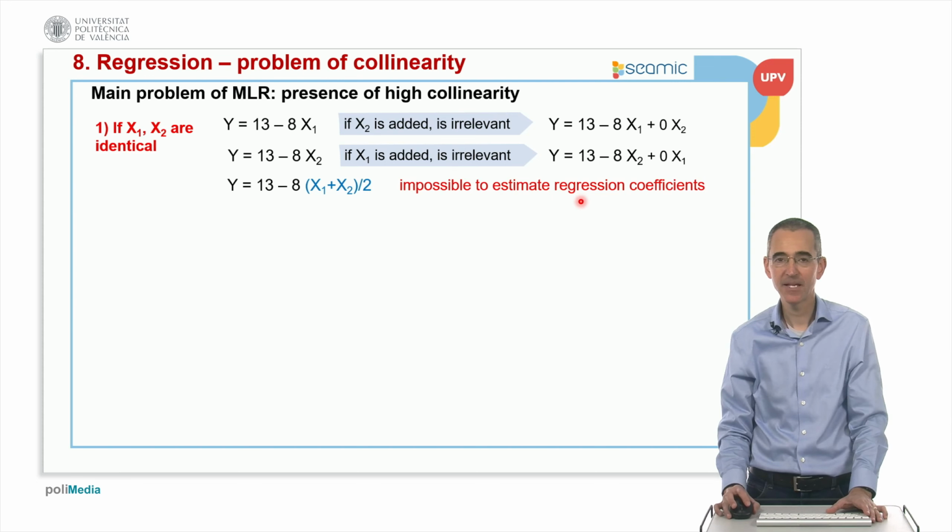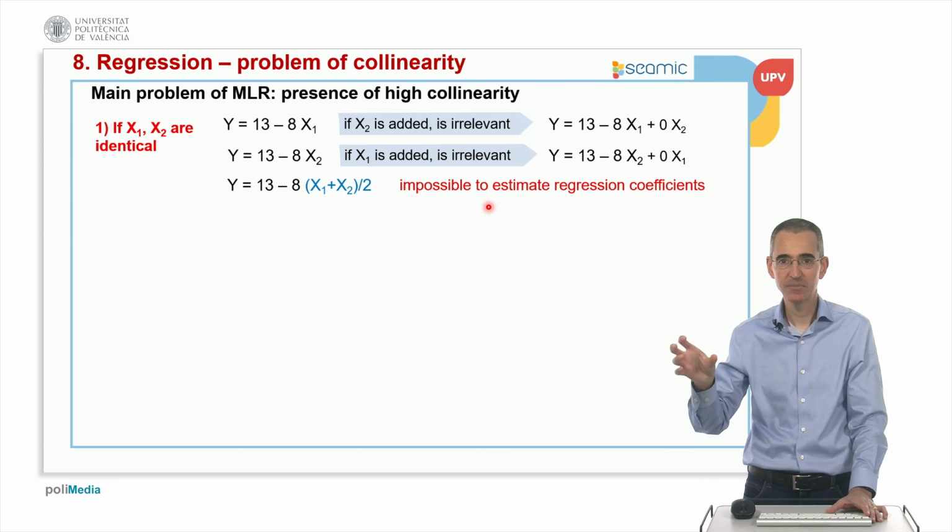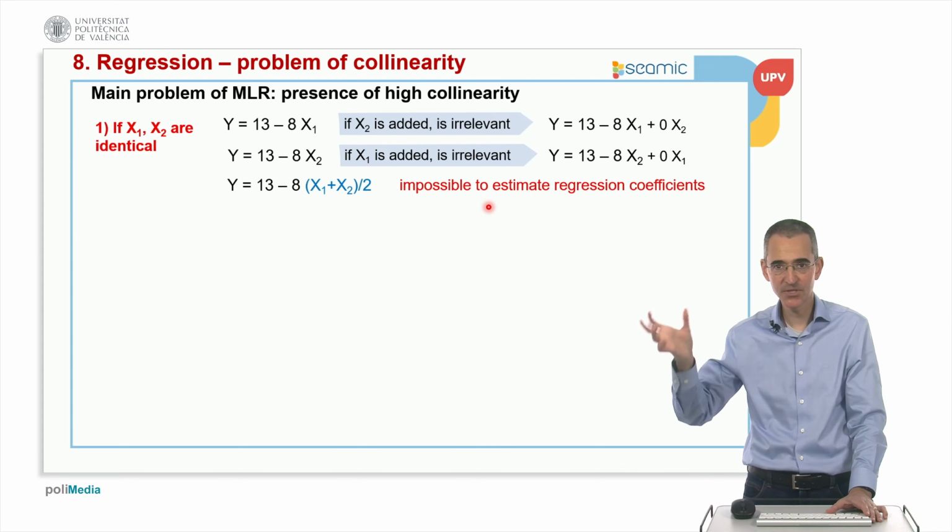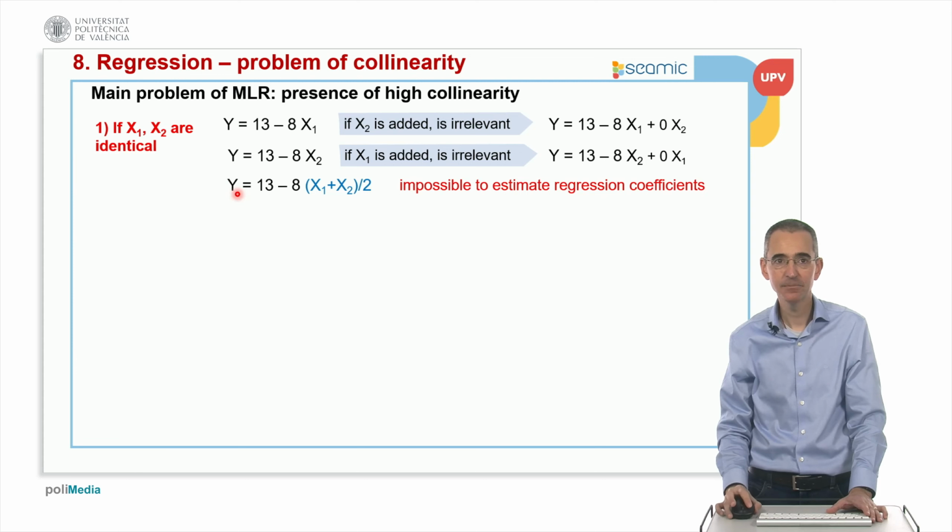So actually, if I have two columns of data which are identical or which have a correlation coefficient of 1, it means that the values are exactly proportional, okay? So if I introduce both in the regression model, I will get an error in the software. The software cannot estimate regression coefficients.